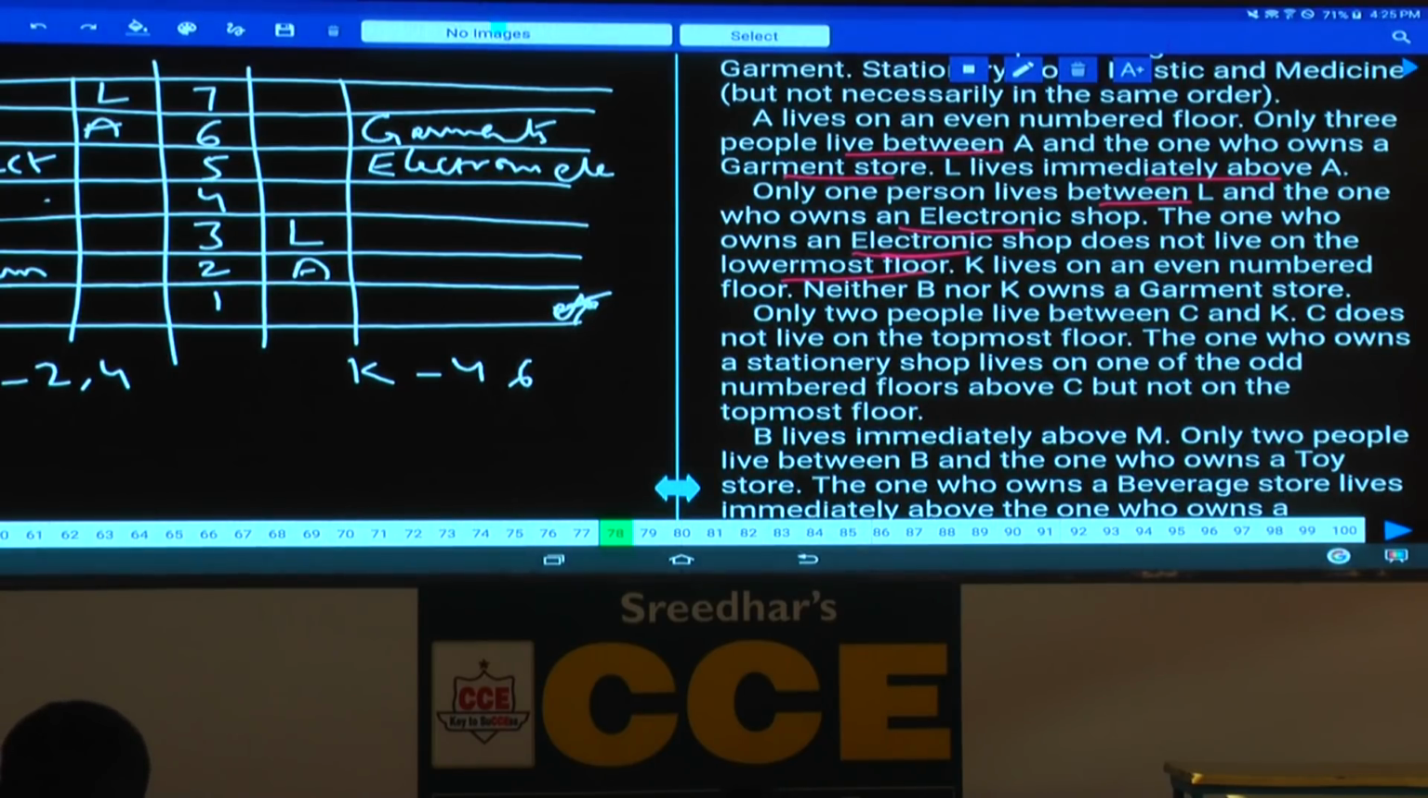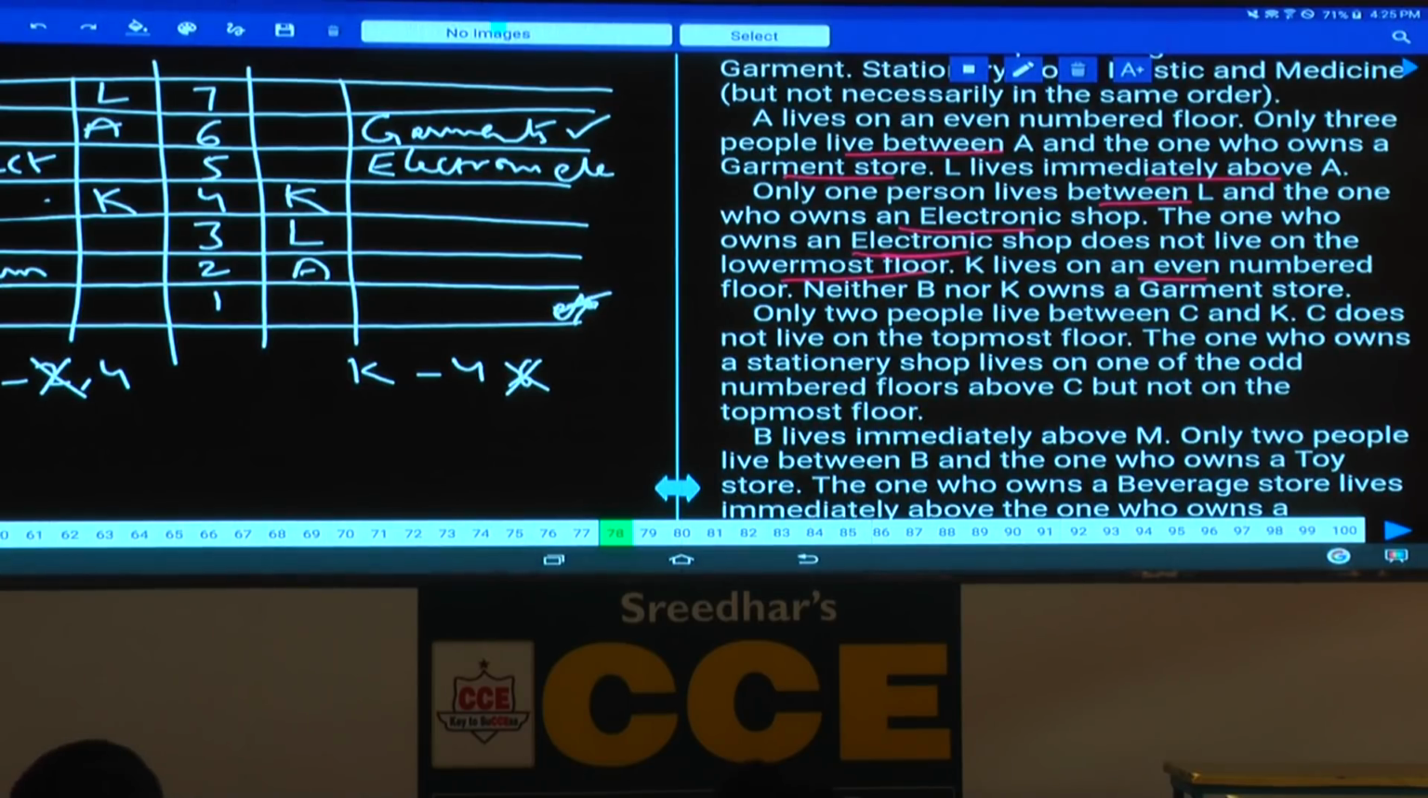And K lives on an even number floor. Neither B nor K owns a garment store. K cannot be on the 6th floor because the person living on the 6th floor owns garment, isn't it? Hence K must be on the 4th floor. Then coming to this one, K lives on an even number floor. Neither B nor K owns garment, so K cannot be on the 2nd floor. Hence K must be here. Clear? In both the cases, K must be on the 4th floor itself.